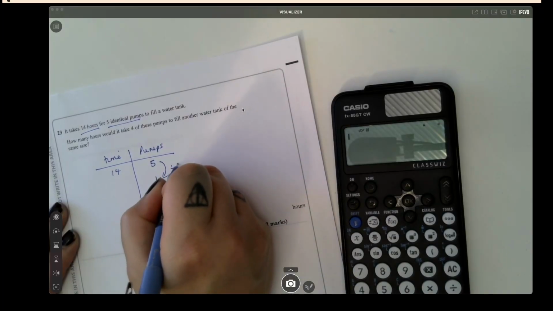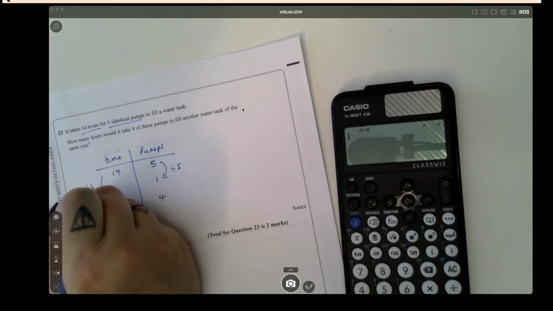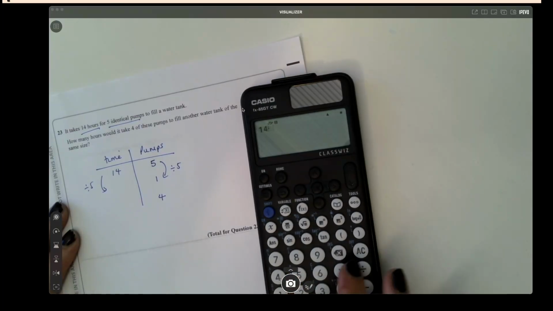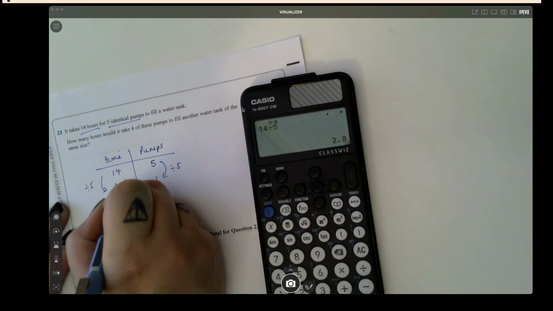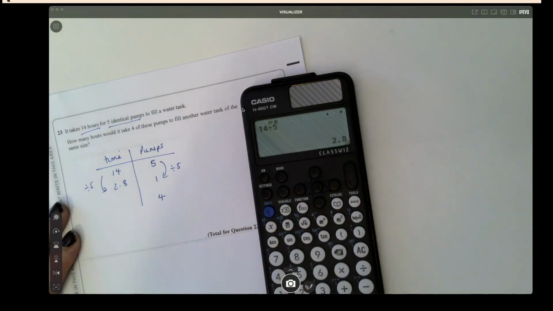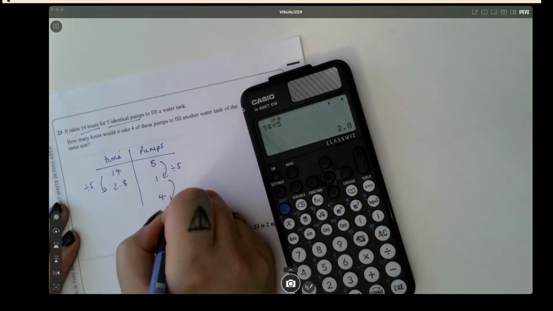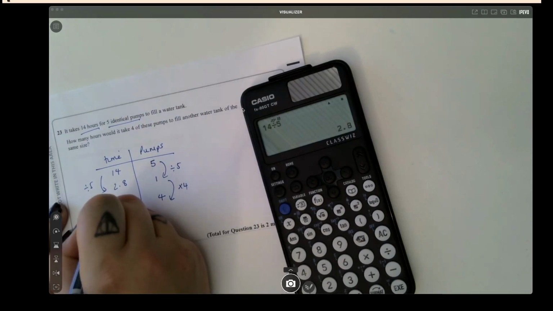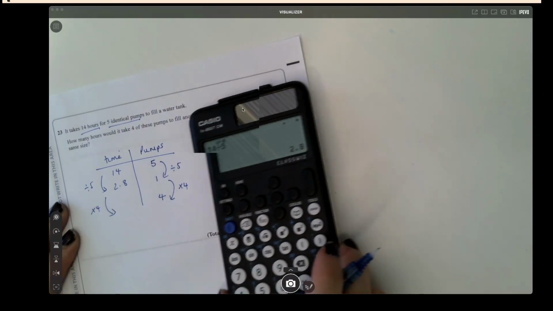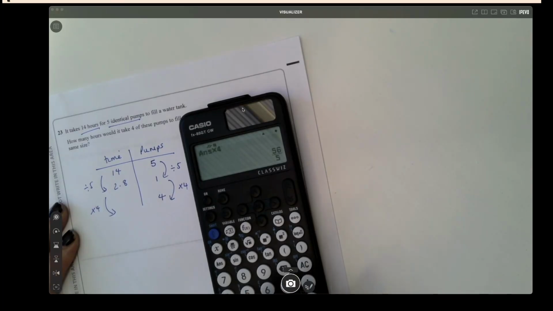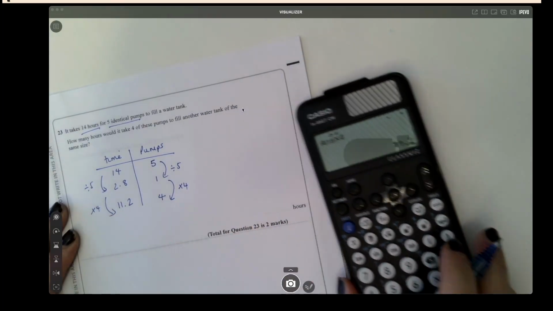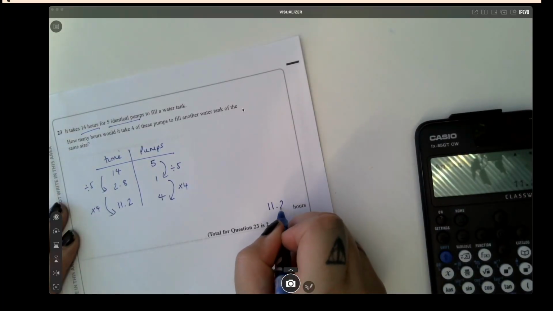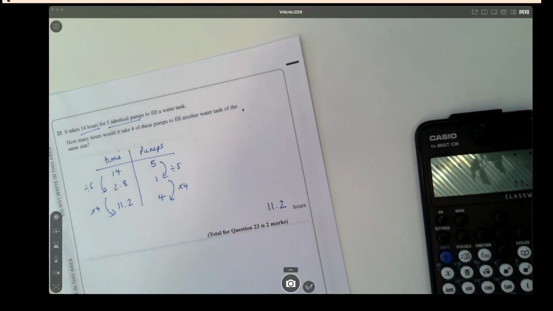So we're going to divide by 5. 14 divided by 5. So it would take 2.8 hours for 1 pump. We want to figure out how long it would take 4 of them then, so we're going to multiply by 4. So it would take 11.2 hours for 4 pumps.